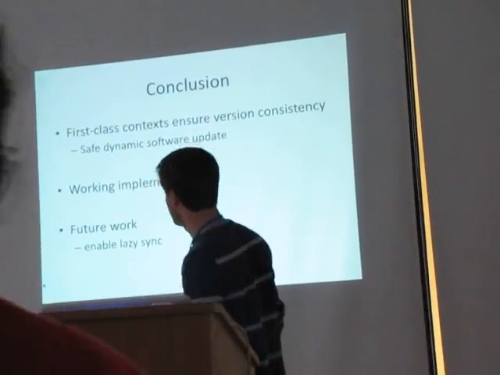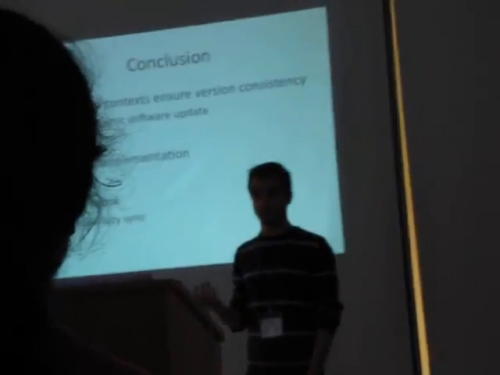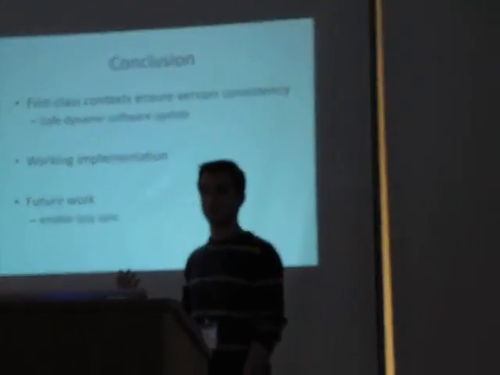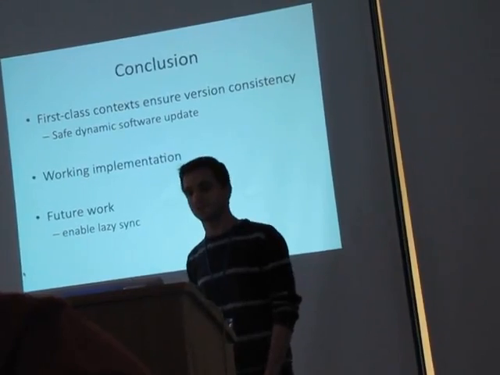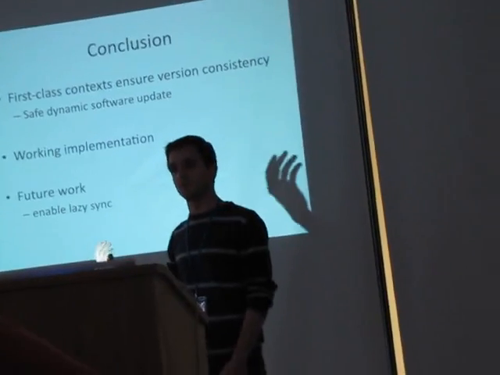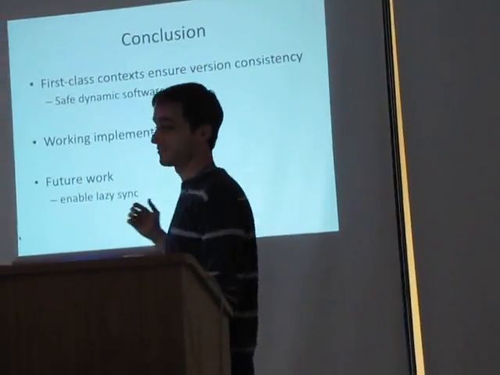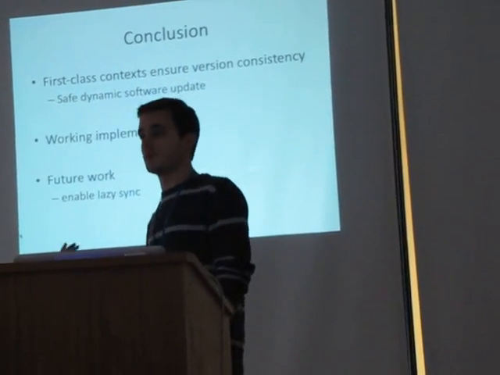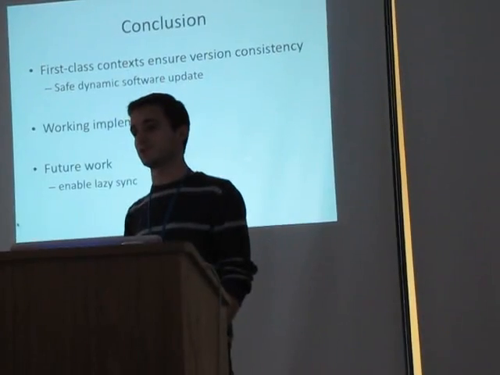So as a conclusion, that's a simple model, just one new abstraction, the first-class context, that provides version consistency when you execute a block of code, and that enables safe dynamic software updates at the expense of some machinery that needs to synchronize the representation of objects. And now the question is how to make that fast.